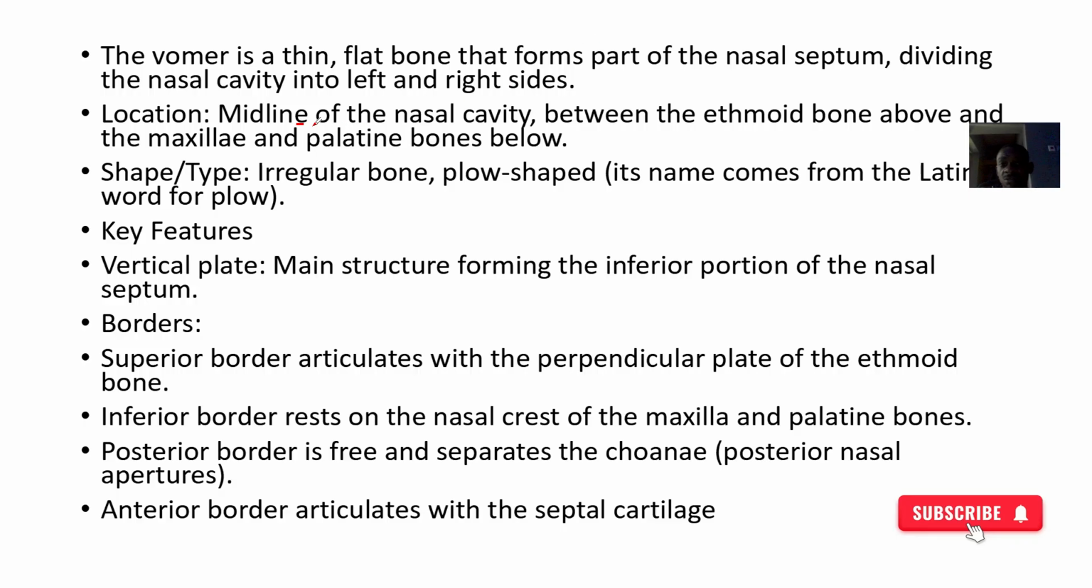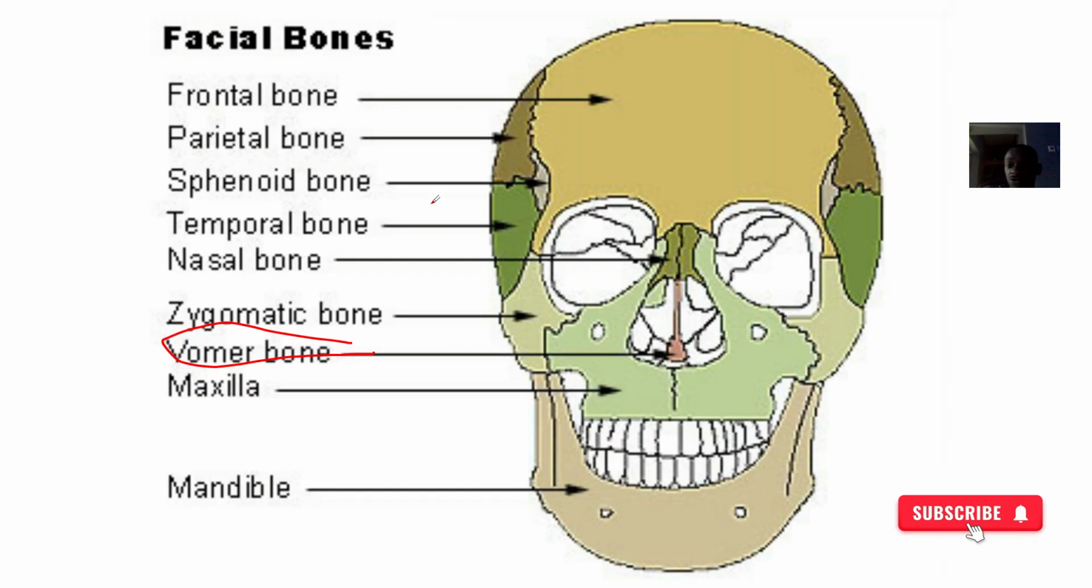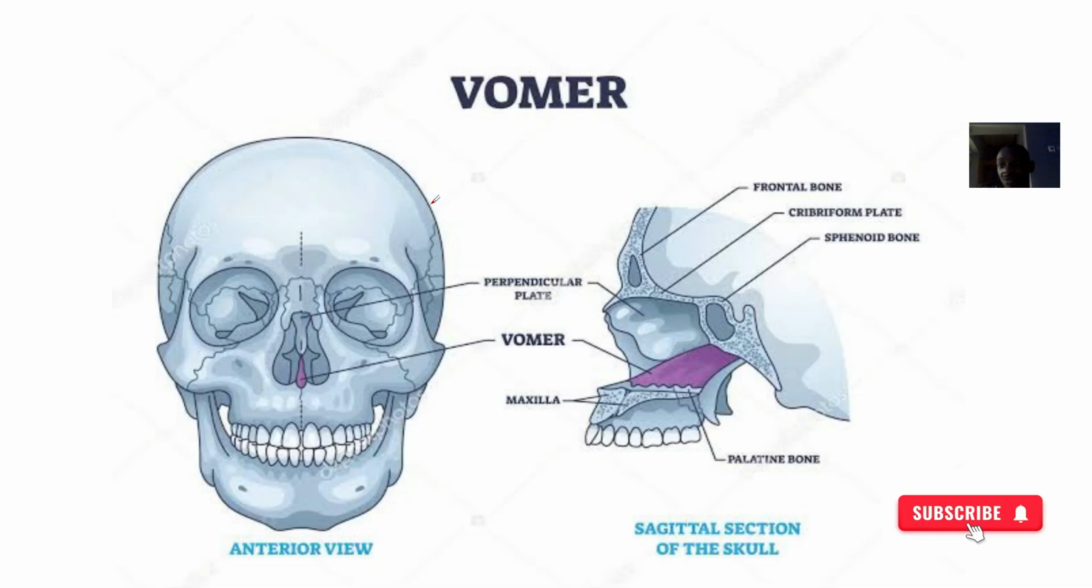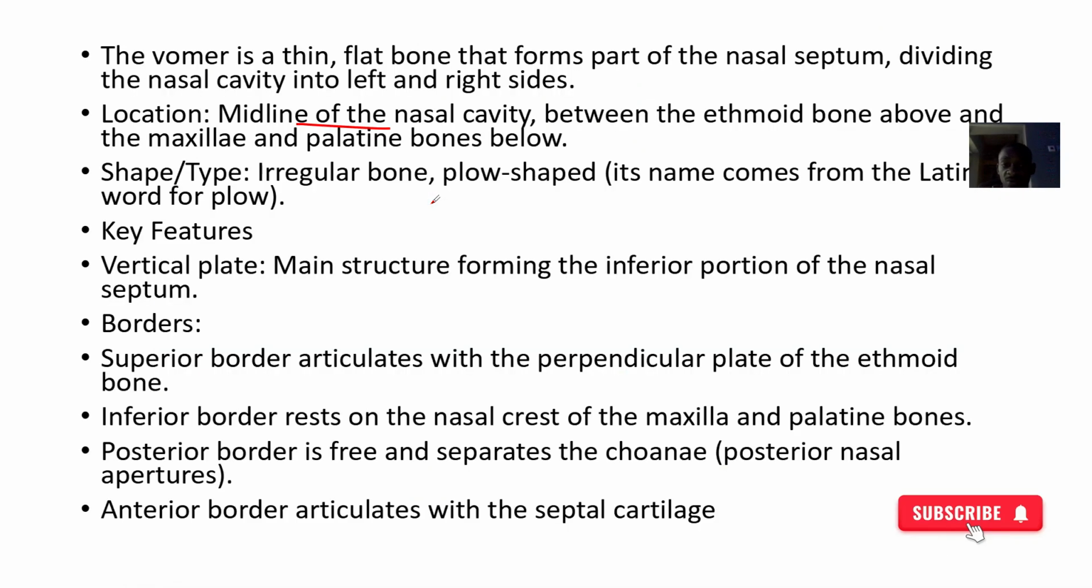So its location is at the midline of the nasal cavity, between the ethmoid bone above and the maxilla and the palatine bones below. The shape doesn't really have a constant shape; you can't really say it is this. So it's an irregular bone, plow-shaped, like those things they use in agriculture to harvest the ground, which cattle will be pulling. Do you understand? So it's kind of like a plow.